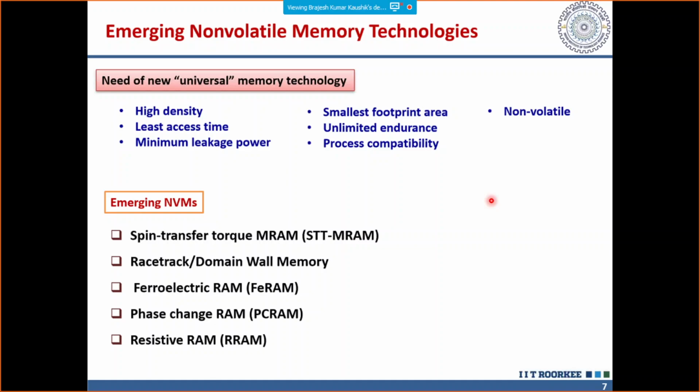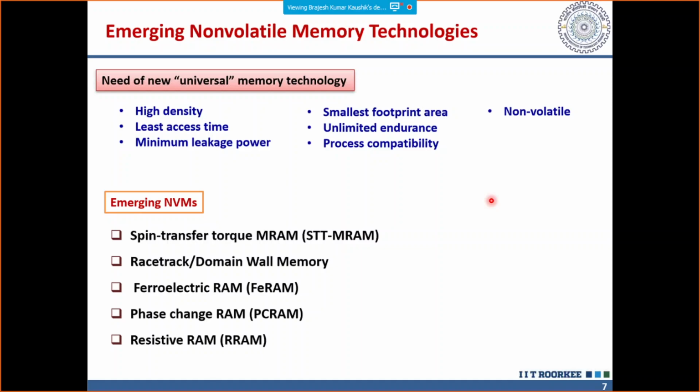Given that they have all these good things within them, these universal memories can be really useful. And therefore, people started researching different emerging non-volatile memories, especially spin transfer torque MRAMs, racetrack or domain wall memories, ferroelectric RAM, phase change RAMs, resistive RAMs. All these different kinds of emerging non-volatile memories have been looked into very aggressively.